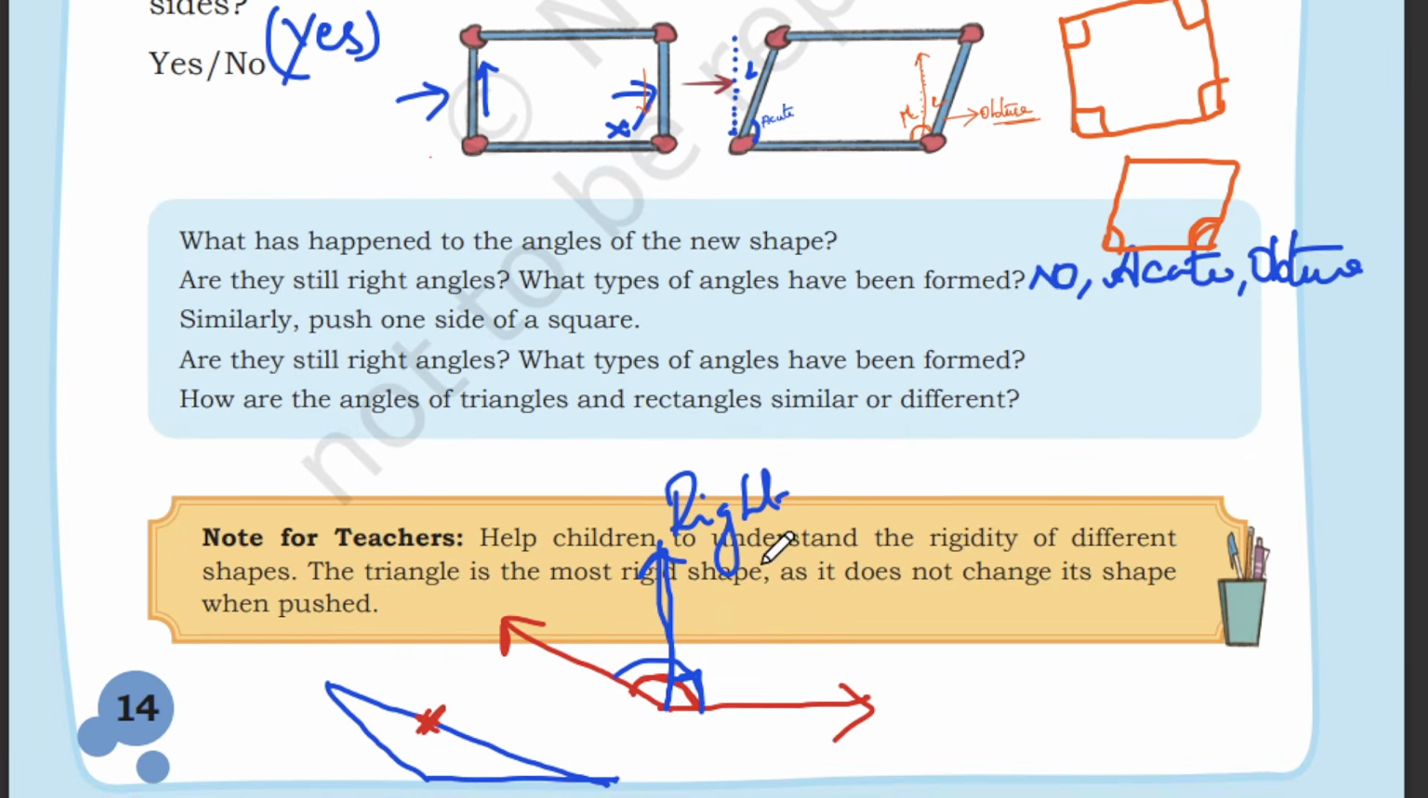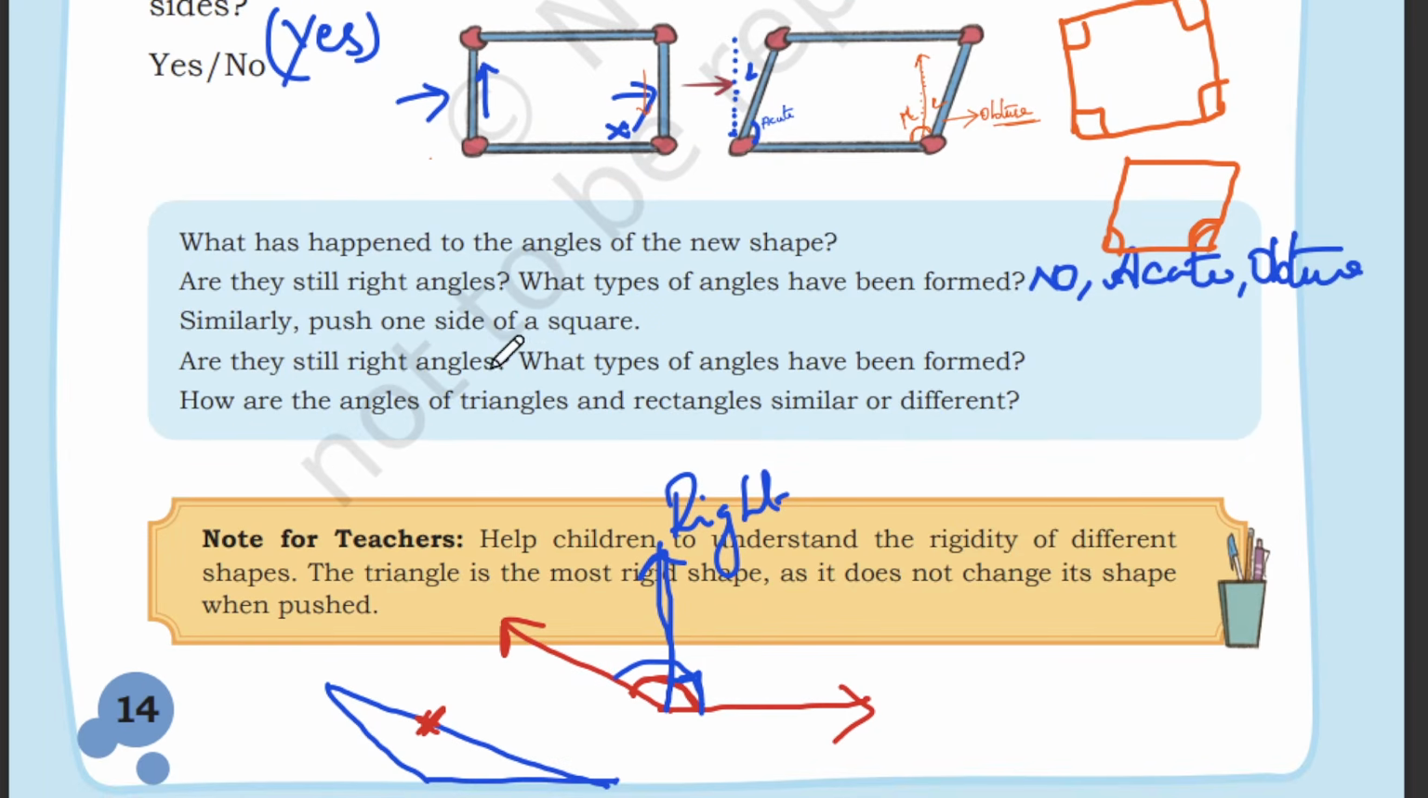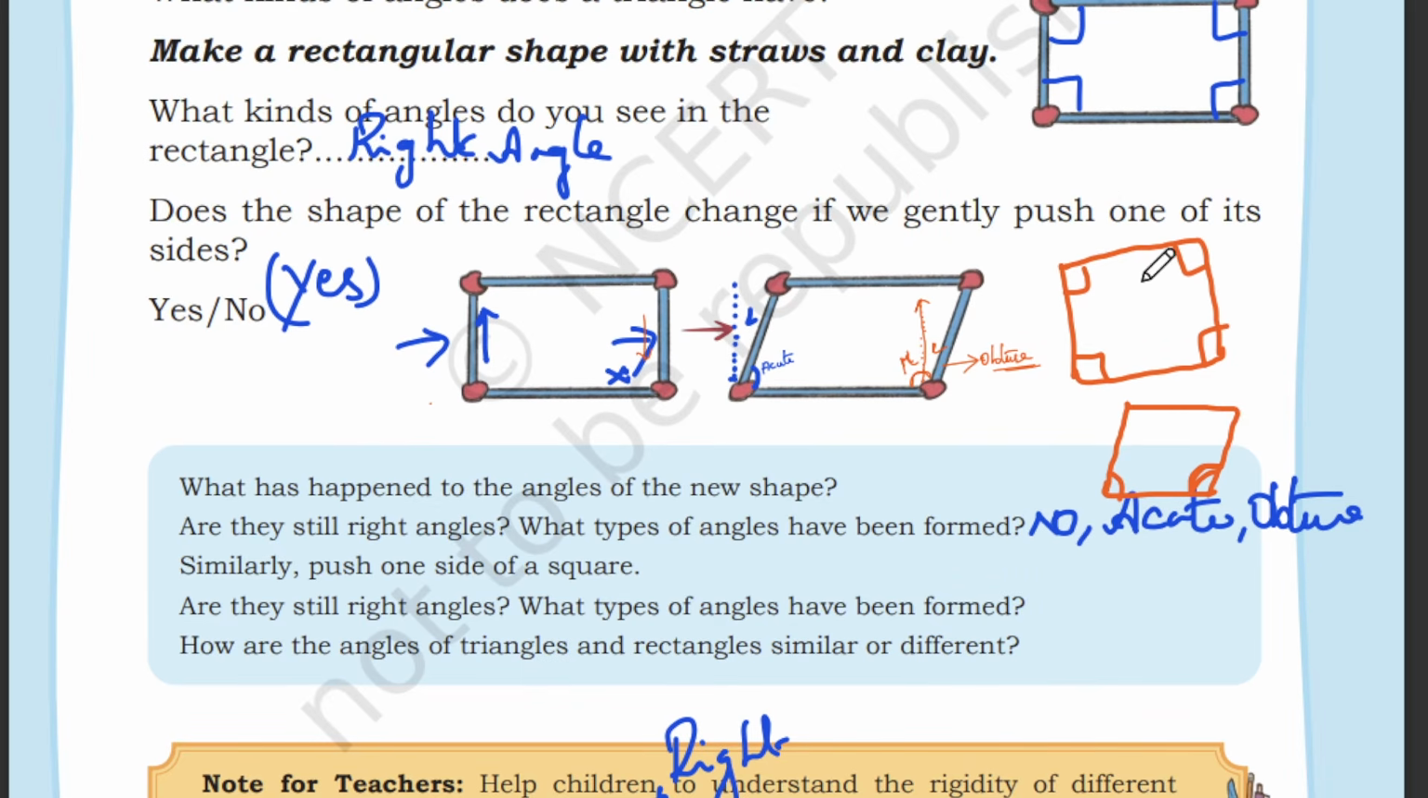You have to write the answer. Are they still right angles? No, this one was the right angle. All these corners were right angles. So the answer is no. Are they still the same? No, it is not. So what type of angle is formed? We have again an acute angle and an obtuse angle. So if your teacher asks you to write on the board and explain, you can easily do it.